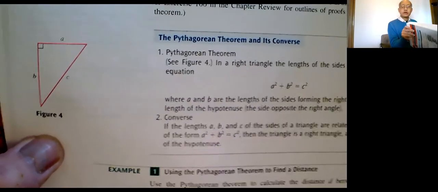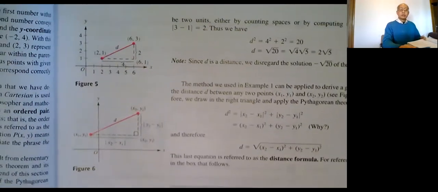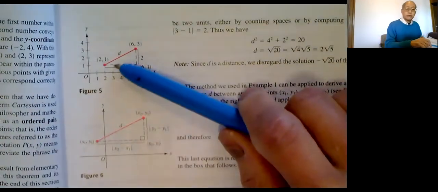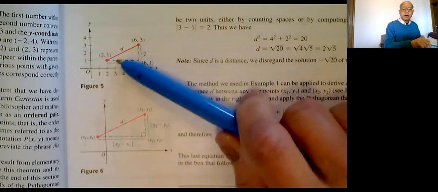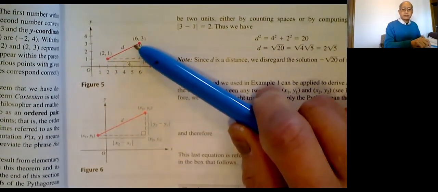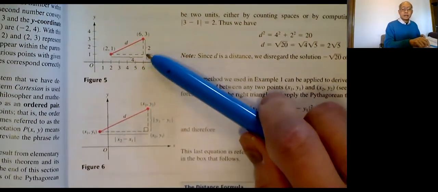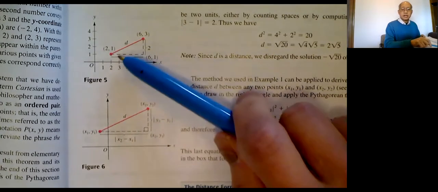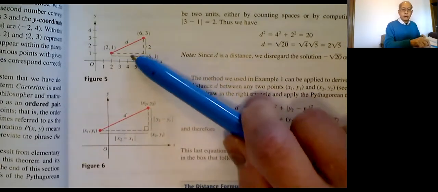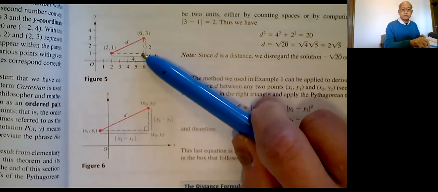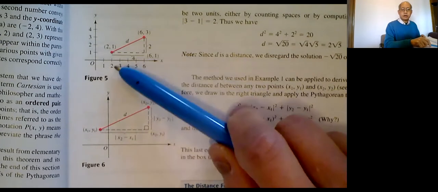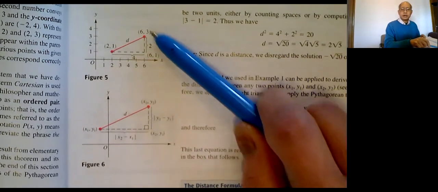Now, you can use that to come up with something called the distance formula. On page 21, how do you find the distance between 2 points? So here's a picture of the points 2, 1, and 6, 3. How do you find the distance? Well, if you take a look, the distance from here to here, this is 6, this is 2. 6 minus 2 is 4, right? And what is this distance? Well, you're going from 1 up to 3, so that's 2.